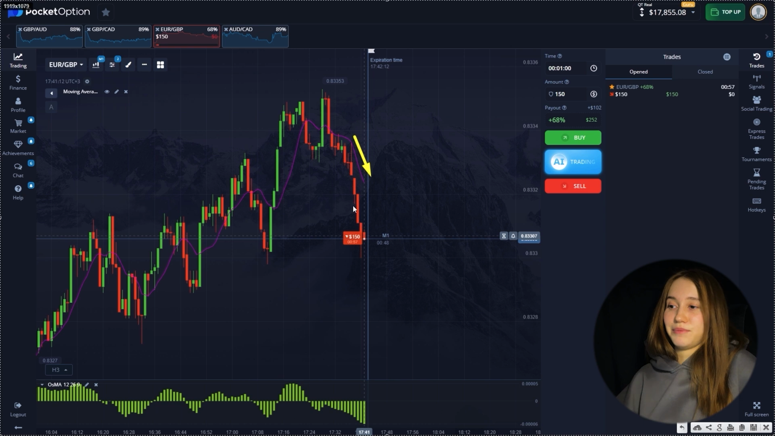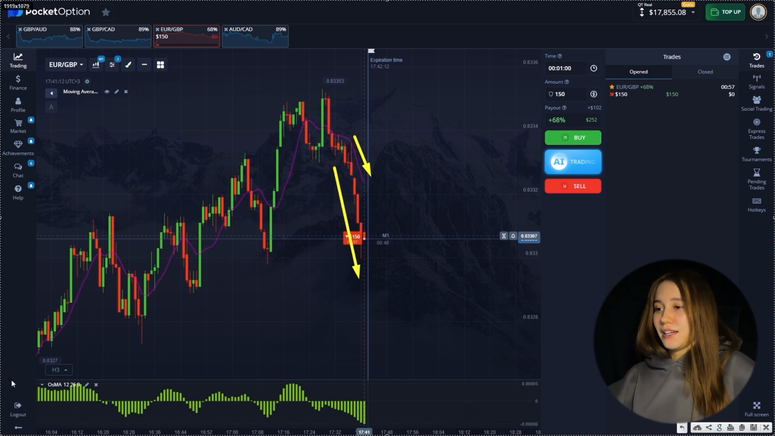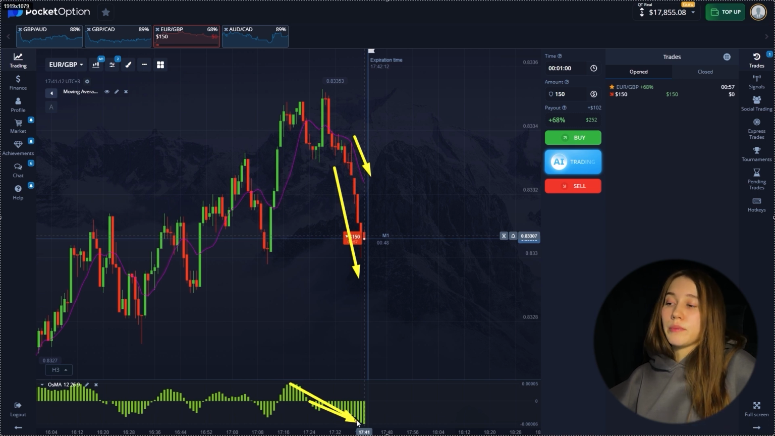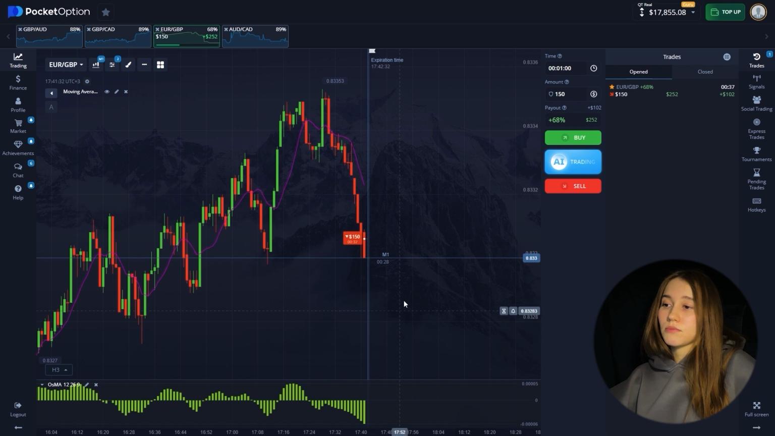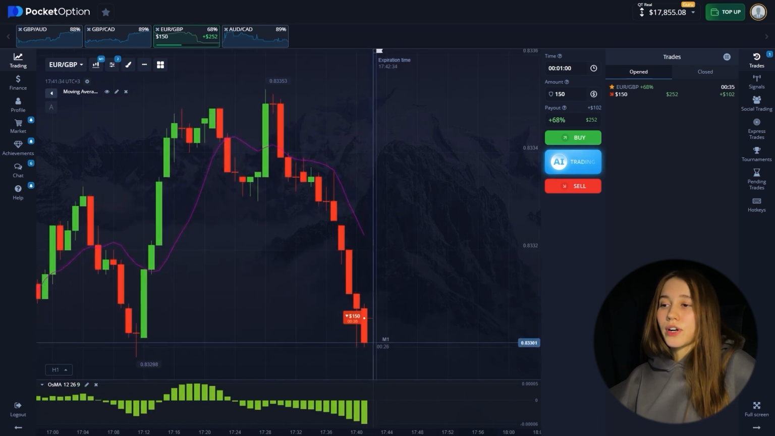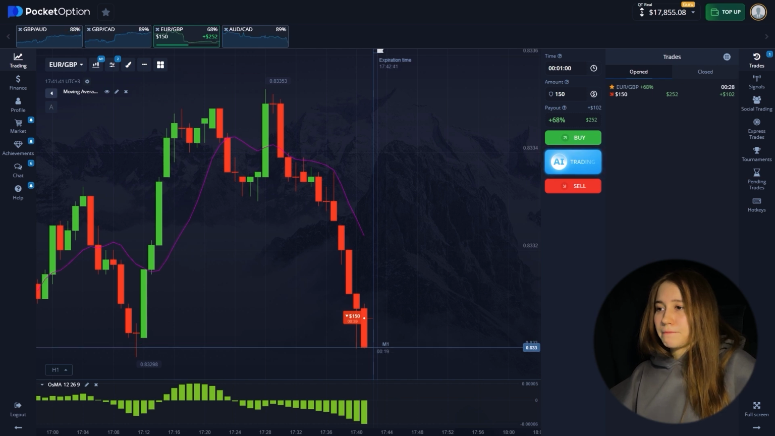We see a down deal here. We opened it by the general trend and by the moving average. So we see two moving averages sloping downward, a downward trend on our chart. We see a bearish trend.